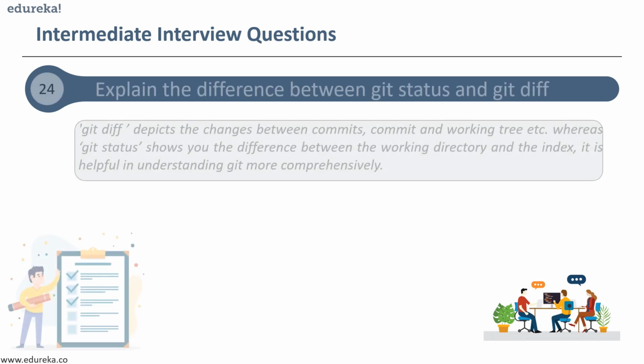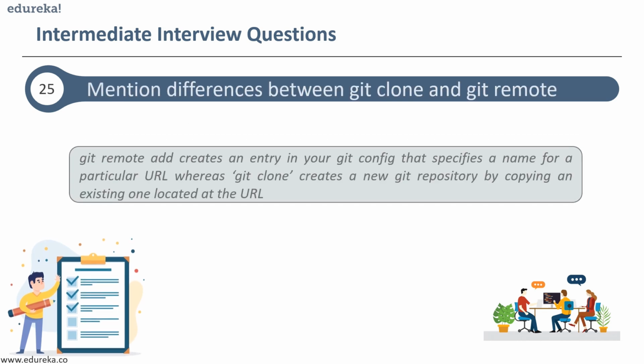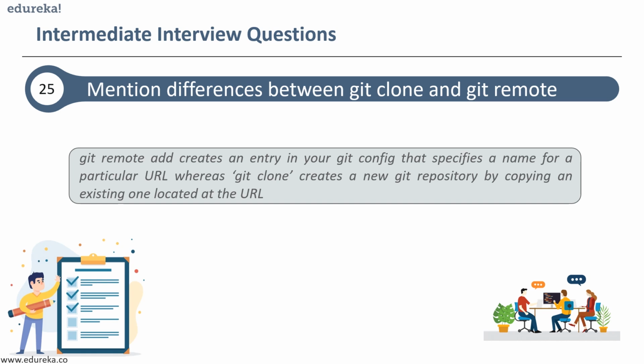Okay, the next question is, explain the difference between git status and git diff. Git diff depicts the changes between the commits, commit and the working tree, etc. Whereas git status shows you the difference between the working directory and the index. Git status is helpful in understanding Git a bit more comprehensively. Git diff is similar to git status. The only difference is that it shows the differences between the various commits and also between the working directory and the index.